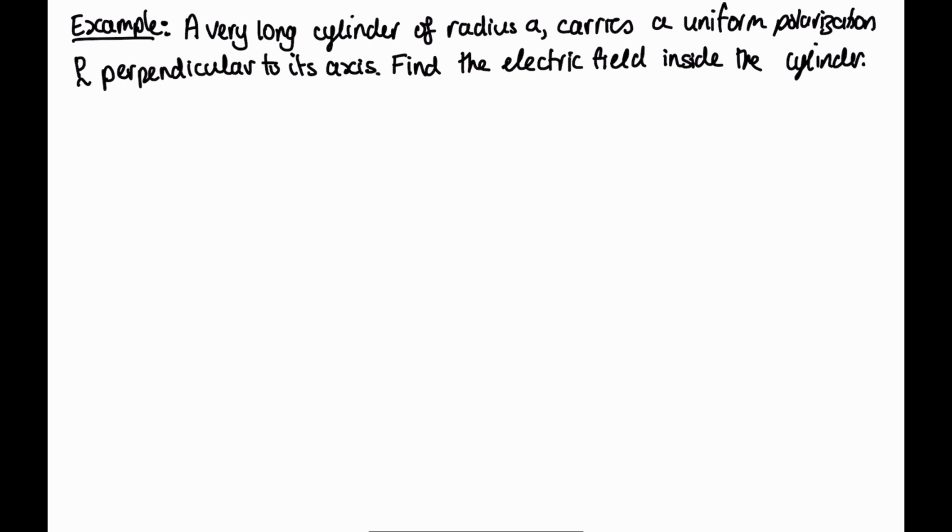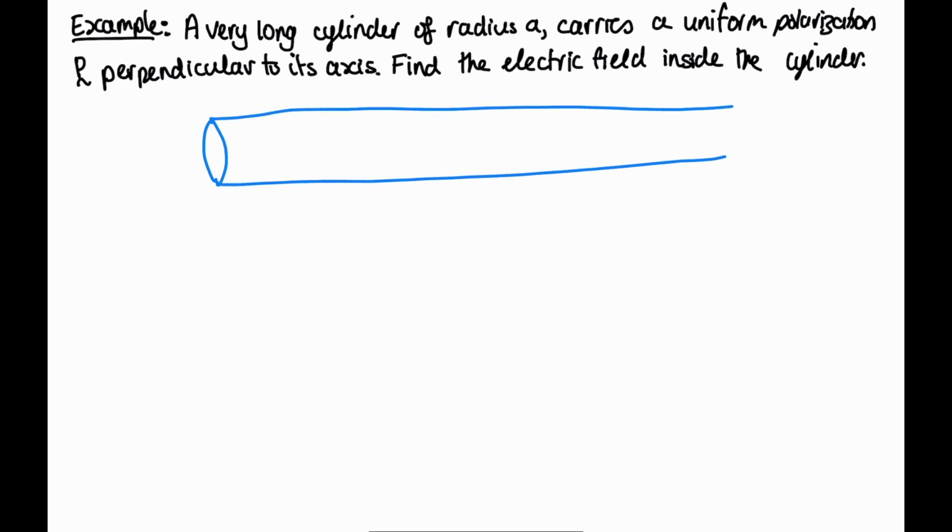So in this problem, we have a very long cylinder of radius a. So let's sketch it out. Here is our very long cylinder. Sorry that my straight lines aren't especially straight. And it's got radius a like that. It carries a uniform polarization P perpendicular to its axis. Okay, so let's carry on drawing the axis all the way through here. And we're going to let the polarization P be pointing up like that. And remember that polarization points from the negative to the positive charge like that. And we're asked in this case to find the electric field inside the cylinder.